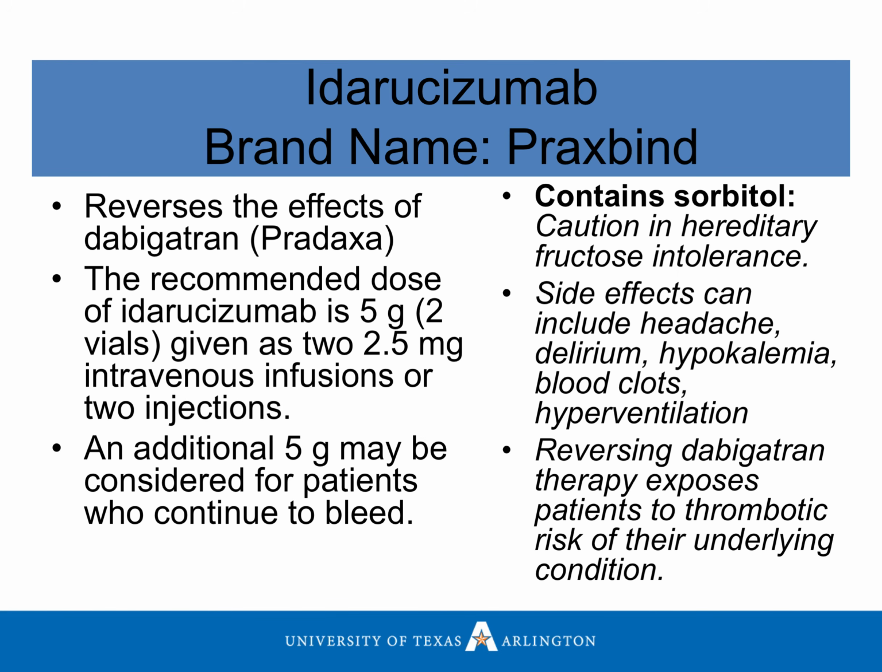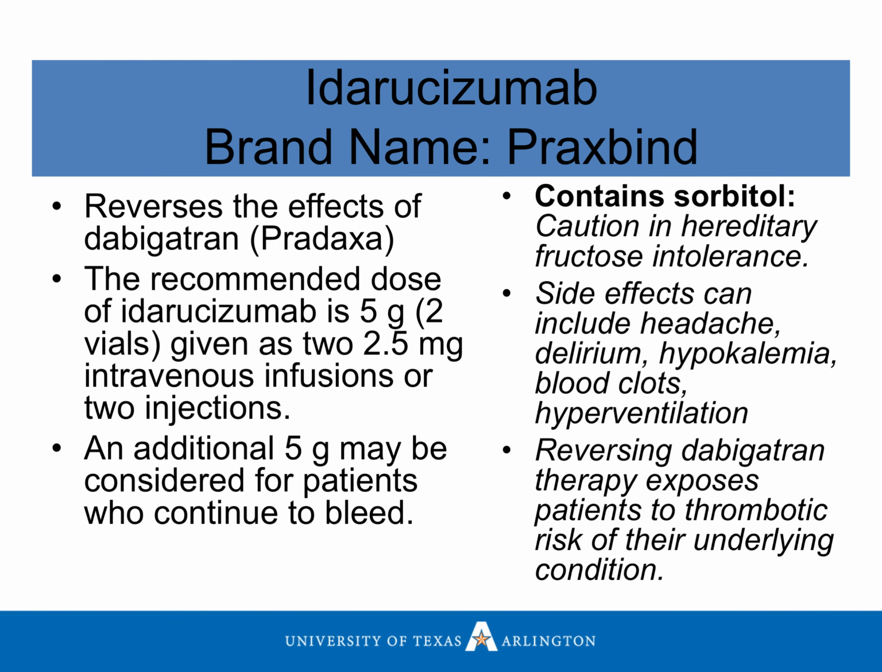Okay, so this is idarucizumab, and it is approved for reversal for the dabigatran only. That is the only drug that it is approved for reversal. The recommended dose is basically 5 grams given as 2 doses. So you split it in half and give 2.5 grams IV. And then if they do not have the desired outcome, you could give an additional 5 grams in patients that continue to bleed.